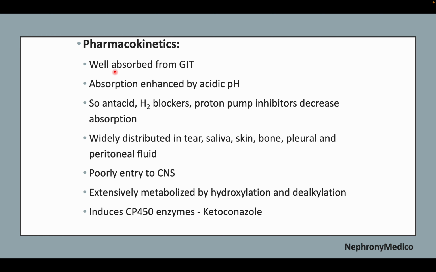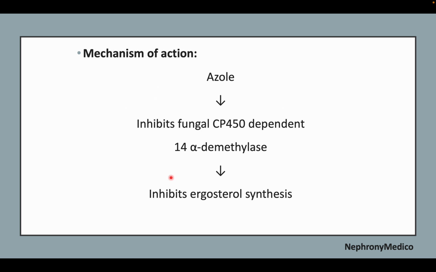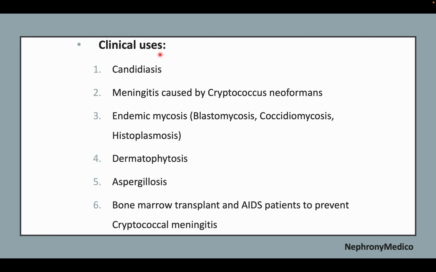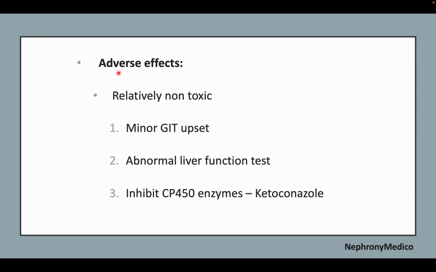Pharmacokinetics is that it is well absorbed from the GIT, and the antacids and H2 blockers decrease the absorption. Poor entry to the CNS. Mechanism of action. It inhibits fungal CYP450 dependent 14 alpha demethylase and inhibits ergosterol synthesis. It is used for candidiasis, meningitis caused by Cryptococcus neoformans, endemic mycosis, dermatophytosis, aspergillosis. Adverse effects include minor GIT upset, abnormal liver function test.